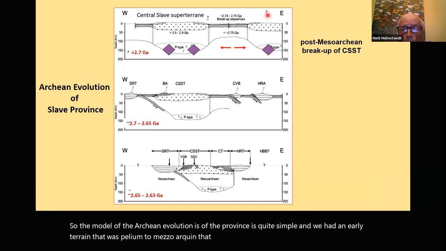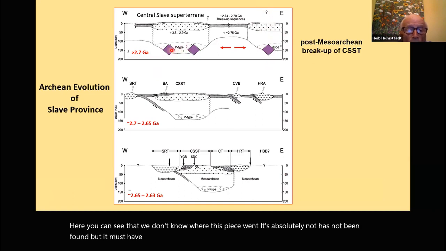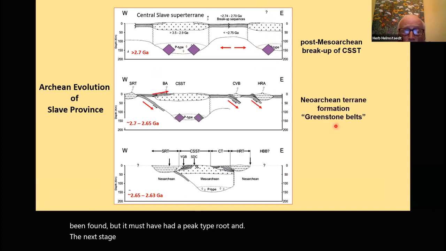Here you can see that we don't know where this piece went. It has absolutely not been found, but it must have had a P-type root. And the next stage then, after the rifting, we had all these Neo-Archean terrains form, and they then amalgamated.